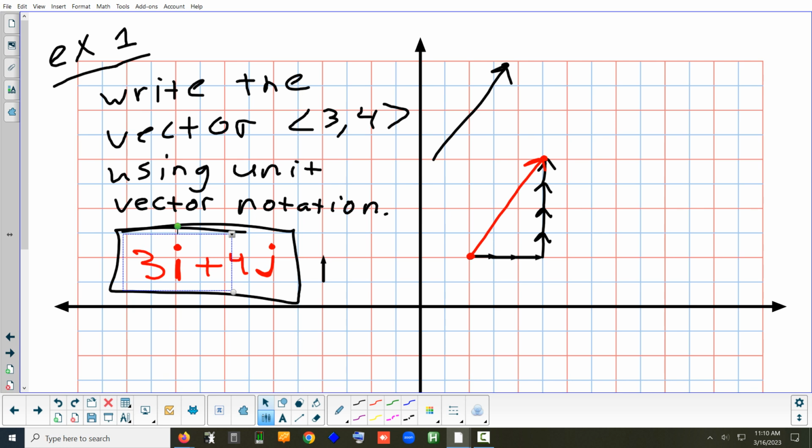Okay, so 3i plus 4j. And if we did it in 3D, then we'd have a k on it. So then we could do that as well. Was there any question on how I got that notation from that notation?